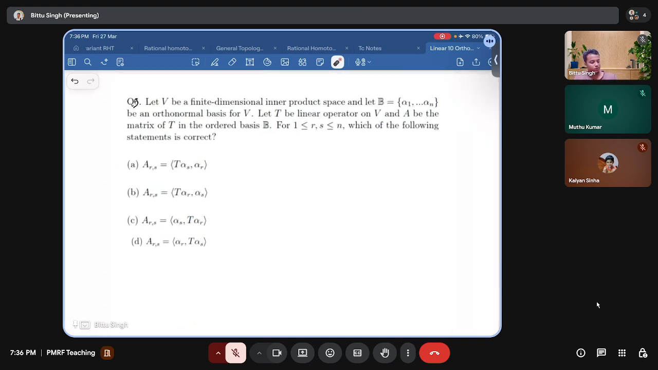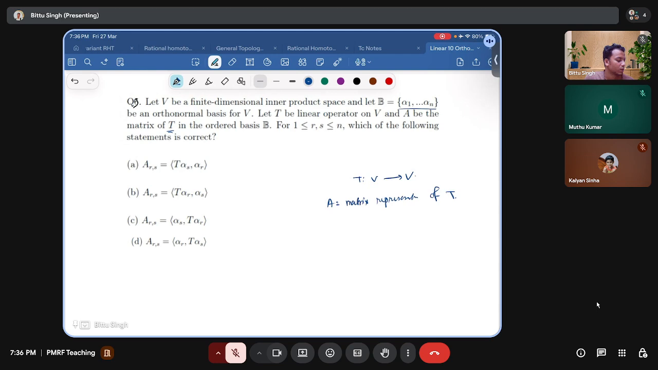Now let us solve this problem. Here V is a finite dimensional inner product space, and alpha 1 up to alpha n is an orthonormal basis for V. T is a linear operator on V. T maps V to V. A is the matrix representation of T. Okay, recall what the matrix representation is.